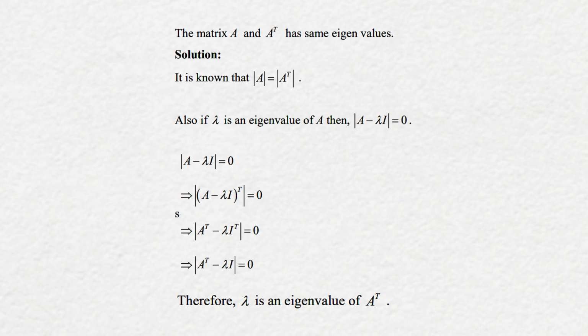So, here apply the properties of transpose. A minus lambda I transpose can be written as A transpose minus lambda into I transpose equals 0. Then I transpose is nothing but I, therefore A transpose minus lambda I equals 0. Therefore, lambda is an eigenvalue of A transpose. If lambda is an eigenvalue of A, then lambda is an eigenvalue of A transpose also.